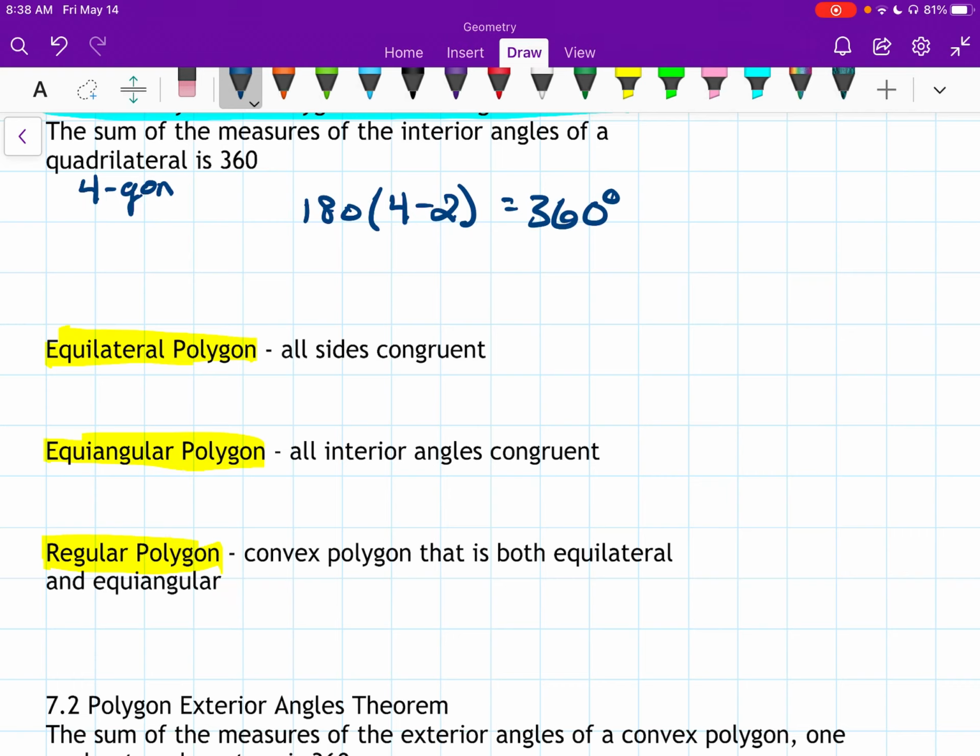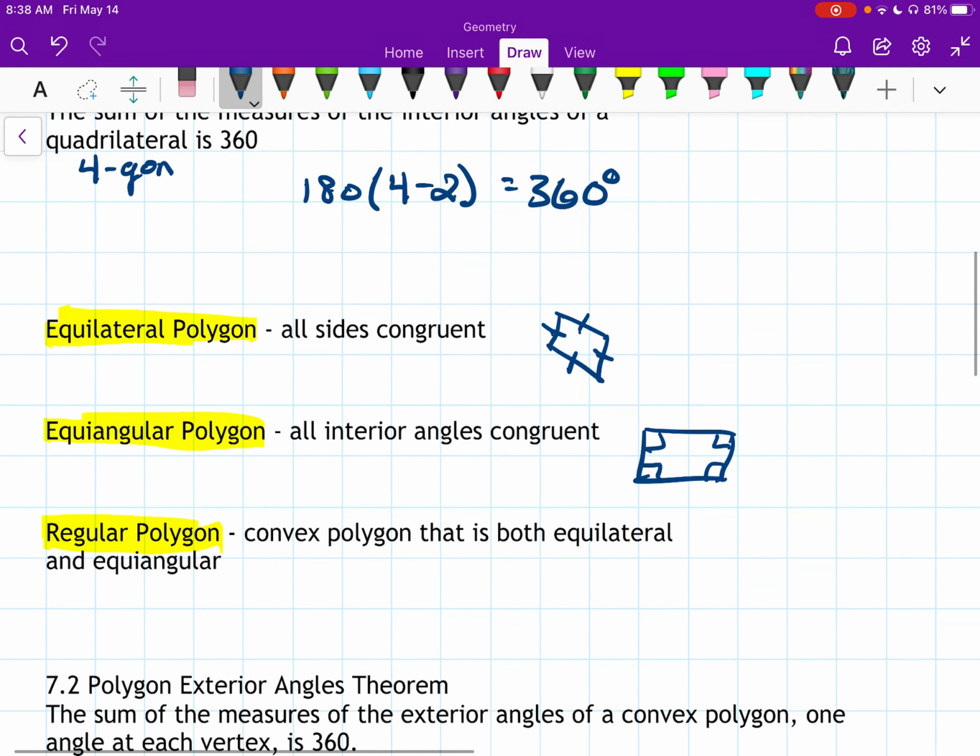We could think about this, an equilateral polygon, all sides are congruent. You could think about a rhombus. It's like a smushed square. The angles aren't the same, but the sides are. An equiangular polygon, maybe we could think about a rectangle, where they all have the 90-degree angles. And then a regular polygon has both equal angles and equal sides. We could think about a square.